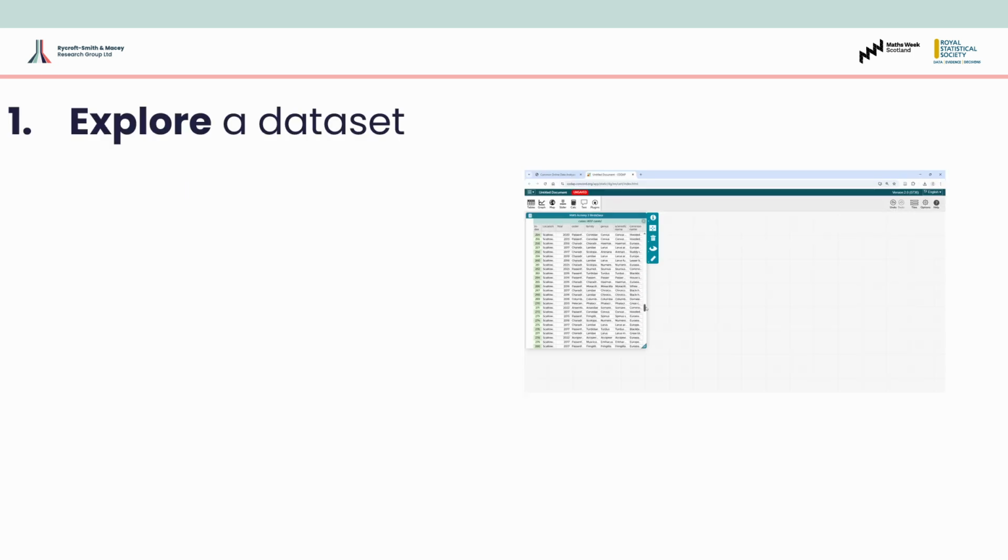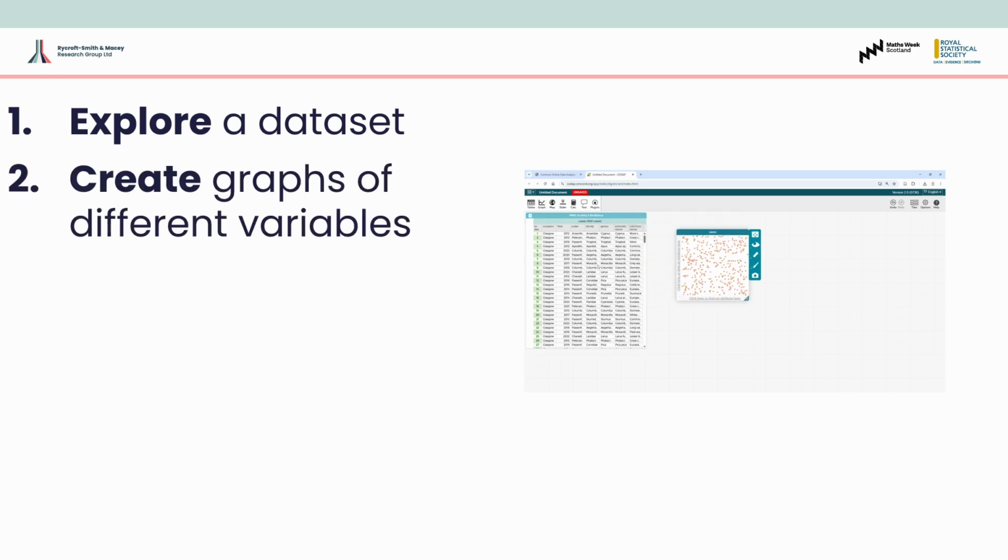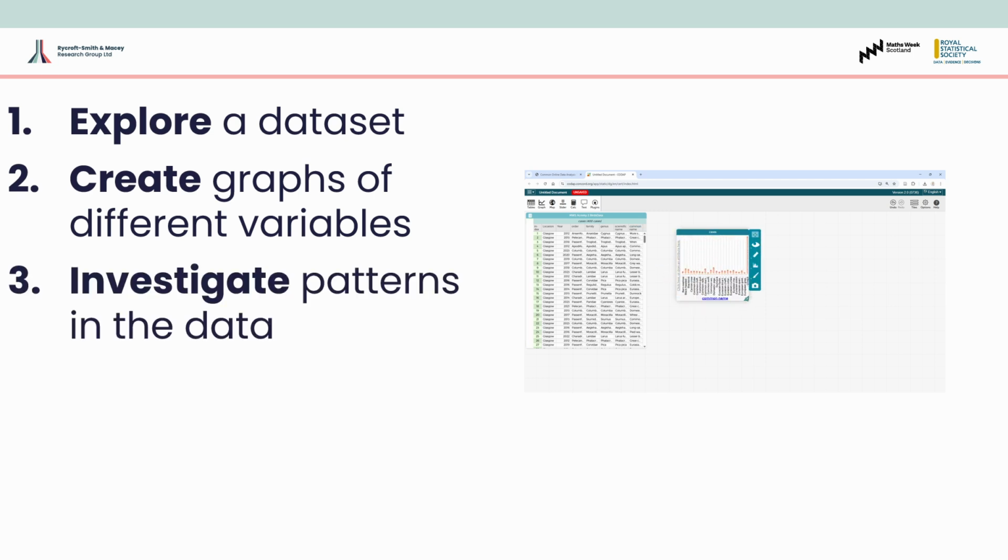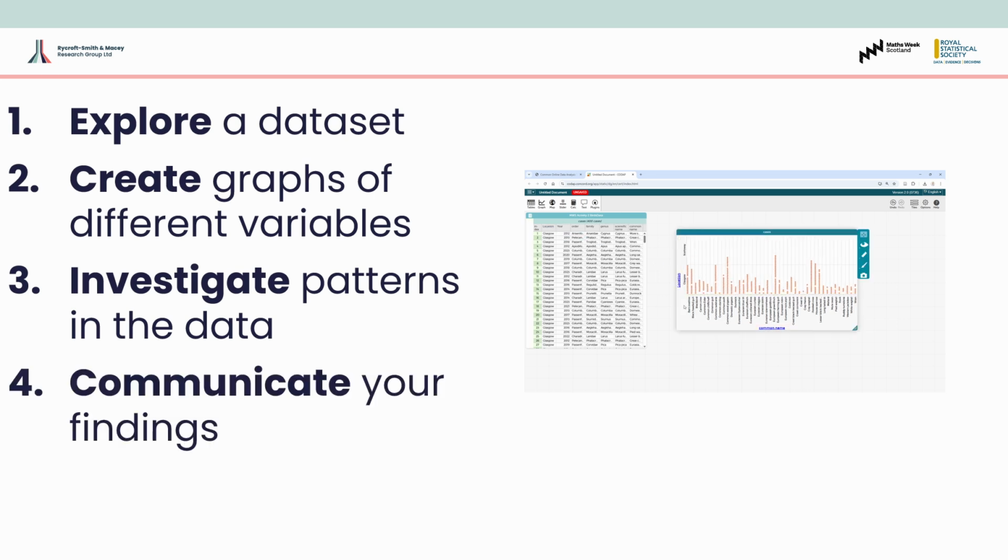There are 4 parts to this activity. First of all, students will explore a dataset, becoming familiar with the variables that are contained within it. After that, they start to experiment with some software, learning some of the basic features, before using the software to investigate patterns in the data and draw some conclusions. Finally, they'll communicate their findings to the rest of their class.